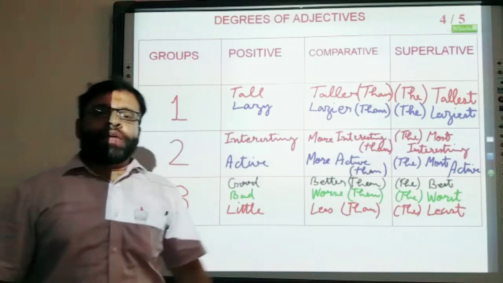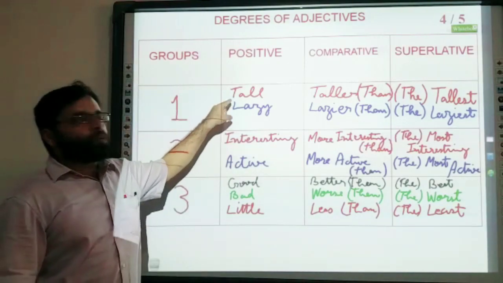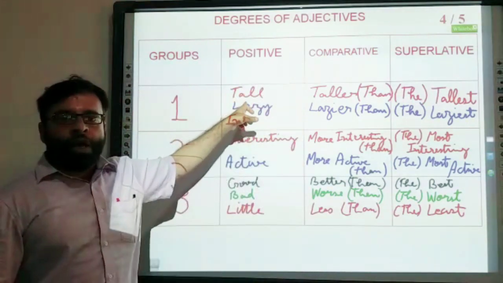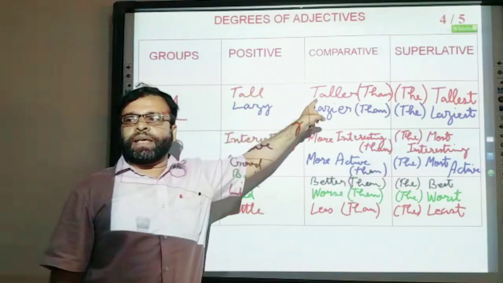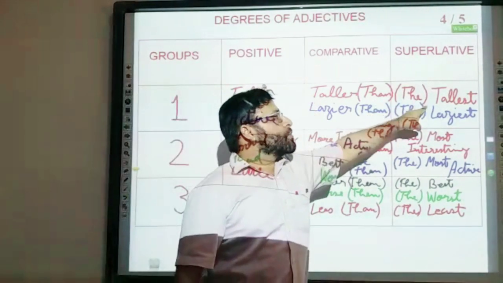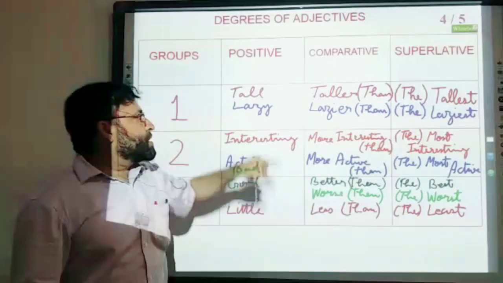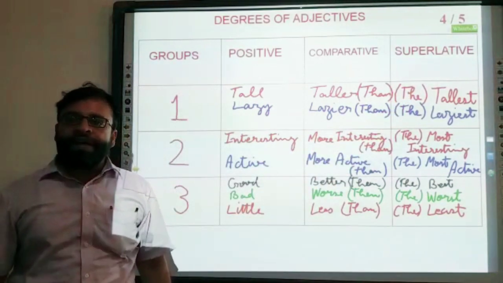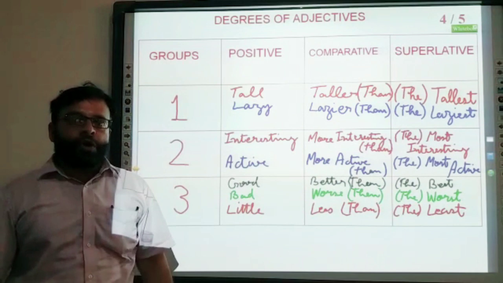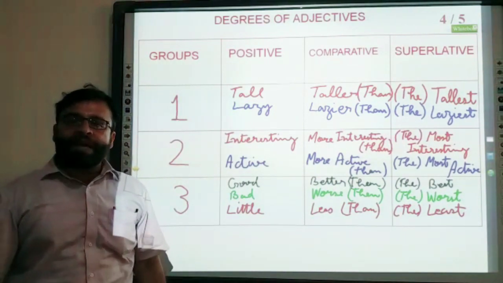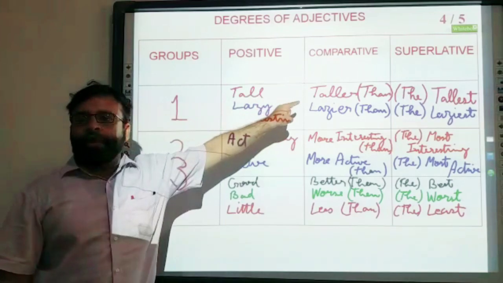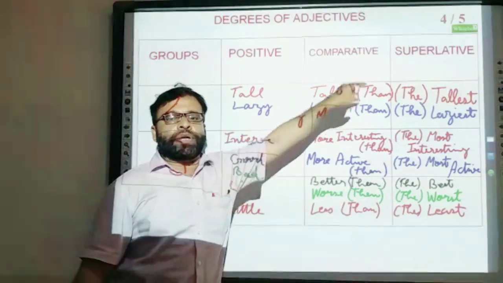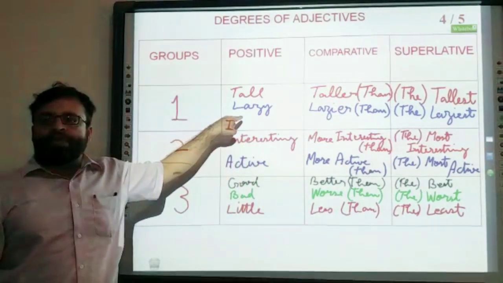In Group 1, there are adjectives which are made comparative and superlative in the same way. For example, the word tall can be made comparative by adding er, taller, and superlative by adding est, tallest. Tall, taller than, the tallest, or small, smaller than, the smallest, or short, shorter than, the shortest, or big, bigger than, the biggest. So these are the same type of adjectives which are made comparative and superlative this way by adding er or est.